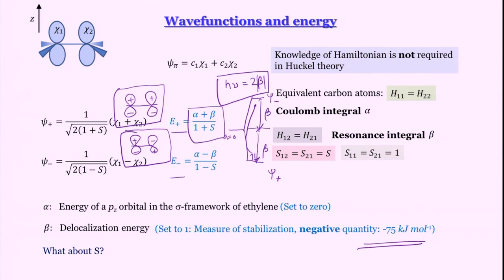Remember, in this case, this is actually minus beta. Beta is a negative quantity, so minus beta is a positive quantity, and this is how you can determine it experimentally. This is how it has been determined, that beta is minus 75 kilojoule per mole. We will discuss this in more detail when we go to the next problem, that is Huckel theory of butadiene.